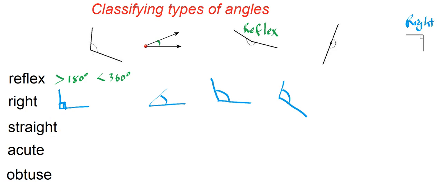The straight angle is 180 degrees exactly, and just like the word itself, it says it's straight, so it's a straight line, pretty easy to see. That's it right there, that's the straight angle.